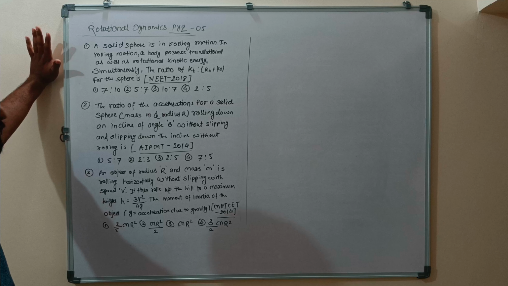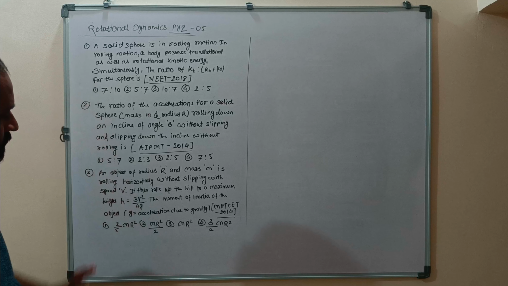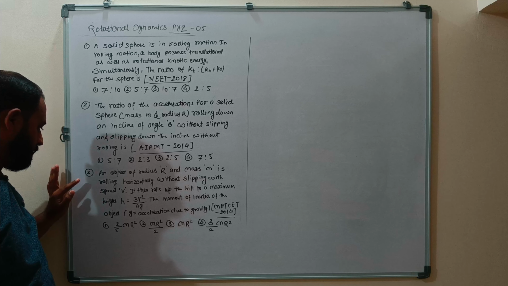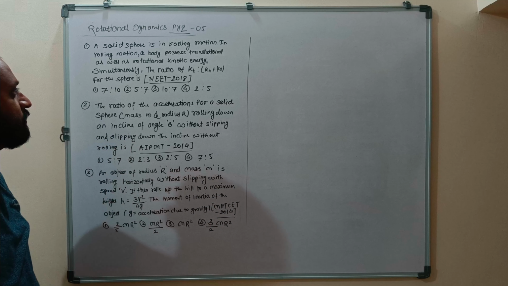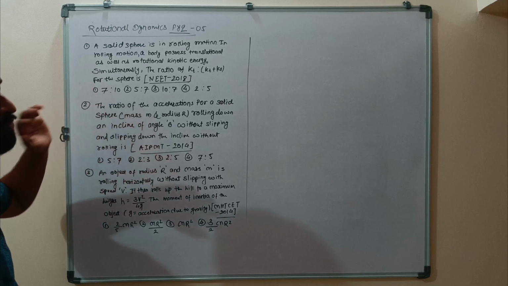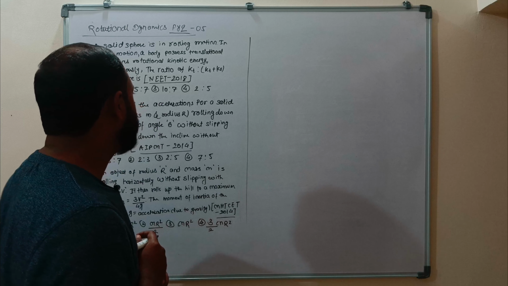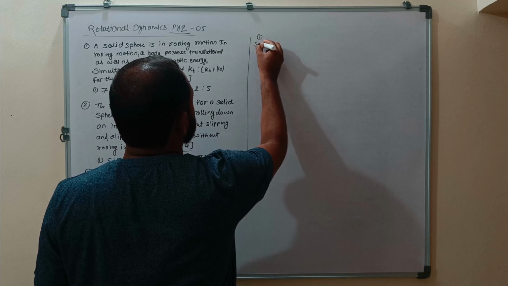The concept on which all 3 questions are based is the conservation of energy, and these numericals come from the rolling motion concept. Now see the first one. We are going to discuss the solution for the first one.